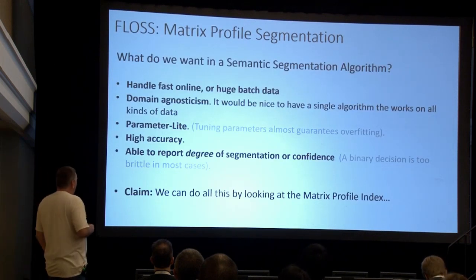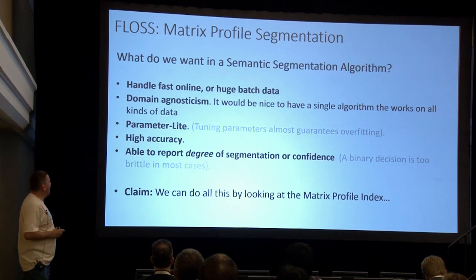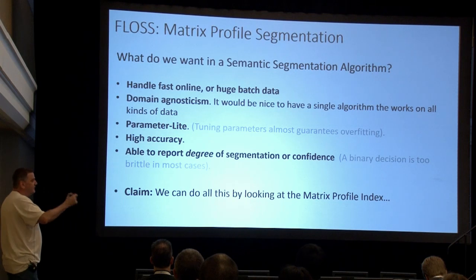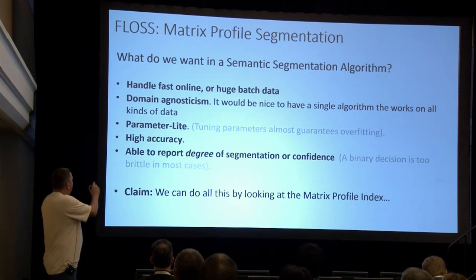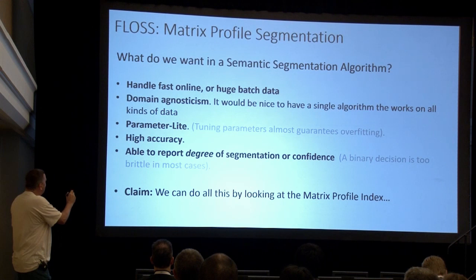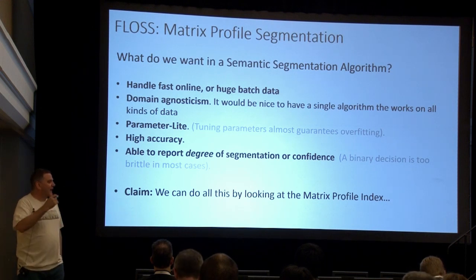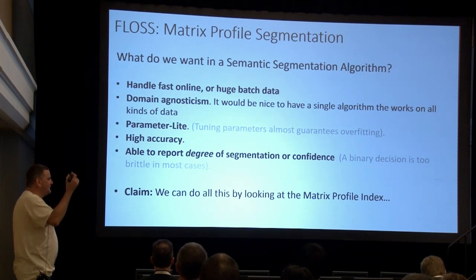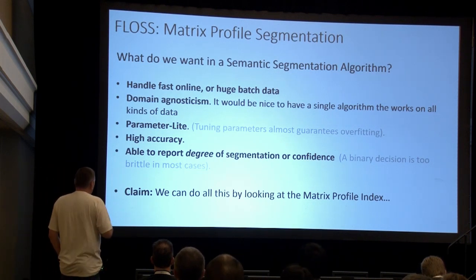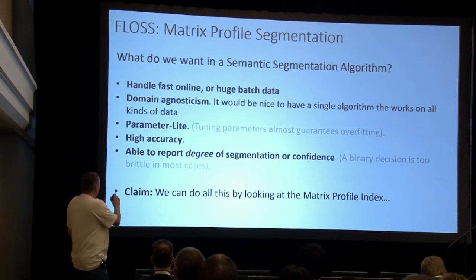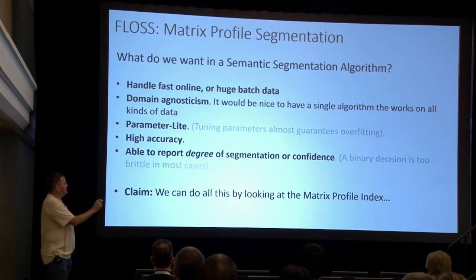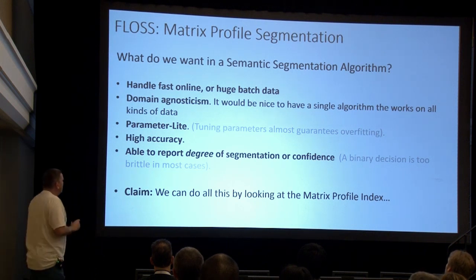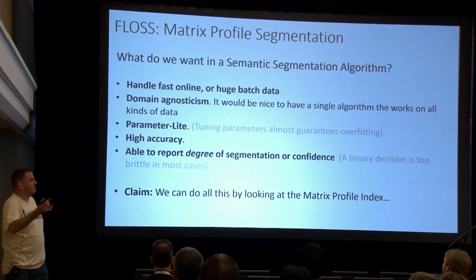So we want an algorithm to have various properties. We want it to handle either huge batch data from last year on a hard drive, or data in real time on an iPhone. It has to be fast. And we want to be domain agnostic. Having a new algorithm for every kind of pig or human or whatever it might be is simply untenable. Let's have one size fits all if we can. As always, it'll be parameter light and very accurate, and we'll be able to support a degree of segmentation or confidence, to say how sure we are the world has changed. And my claim is we can do all of this almost for free.